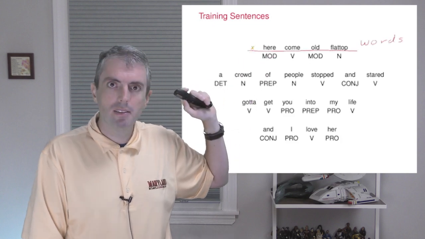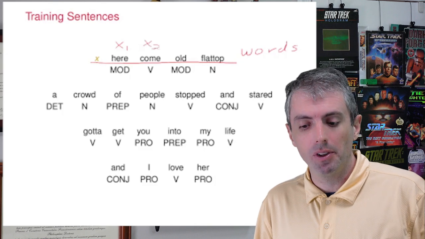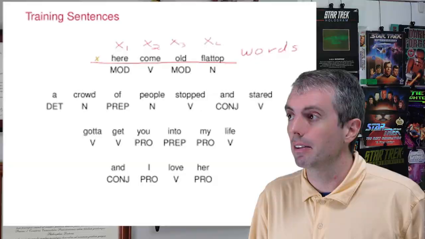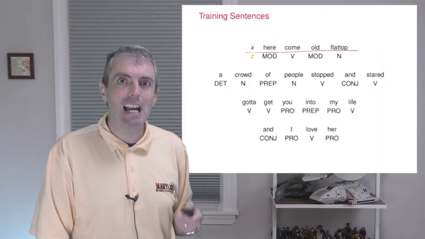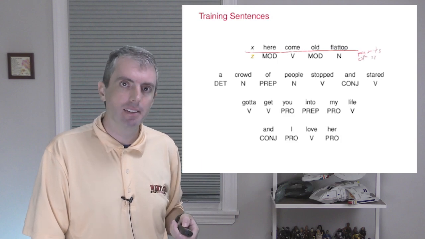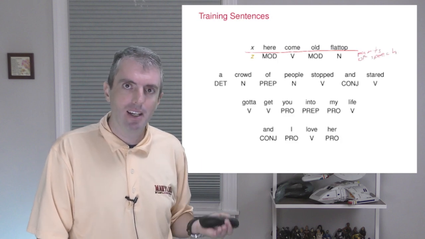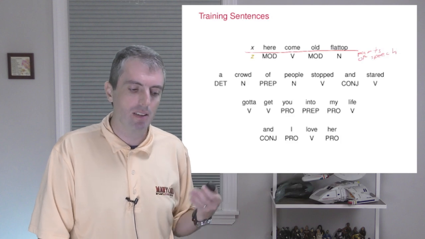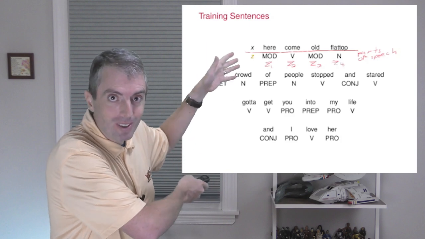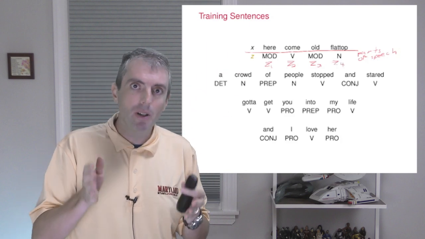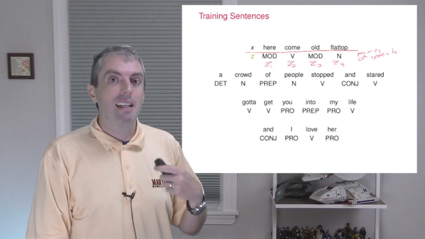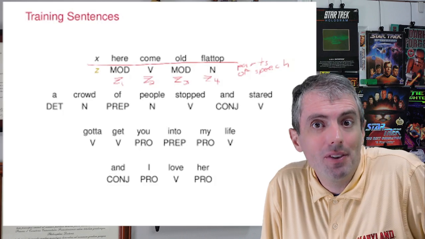These are our words. The words that we have observed, for example, here come old flat top is our first sentence and includes X1 through X4. We also have the Z's, the actual part of speech sequence down below underneath the X's associated with these sentences. Z1, Z2, Z3, Z4. We have a very small data set here, just 4 sentences in our corpus. This is a toy example. Obviously, if you're working on real data, you would have a much larger number of sentences, tens or hundreds of thousands. But let's go with this for the time being.